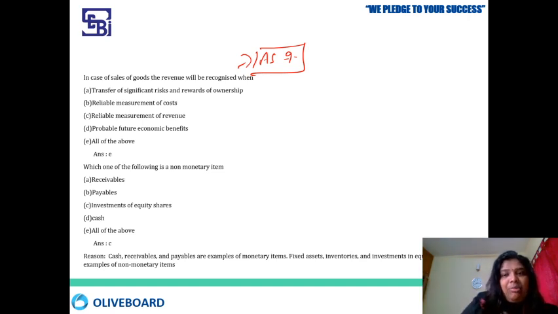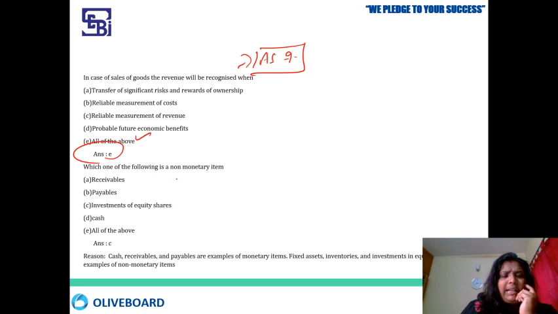At least at the time of making the sale, I know that the money will come and I can measure it reliably, and the risk and the reward have been transferred. Ownership has been transferred completely. So if I satisfy all these conditions, at that point I can recognize those things as revenue, as a sale of goods in my book. So the answer would be E, all of the above.